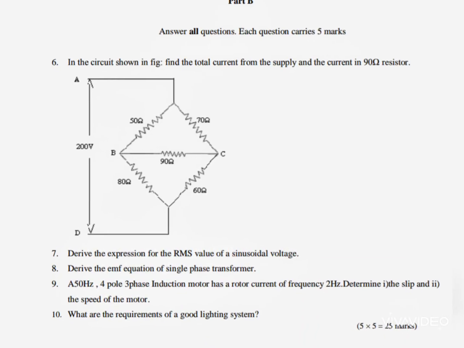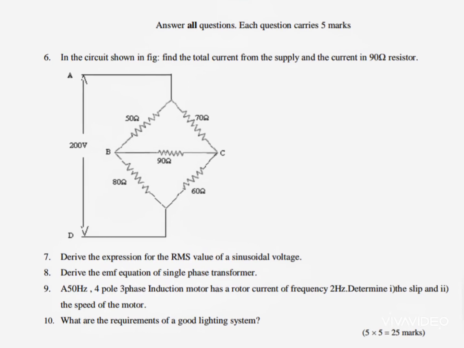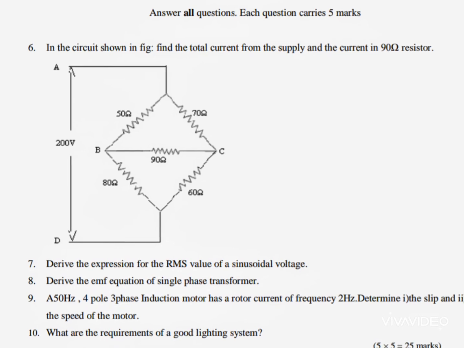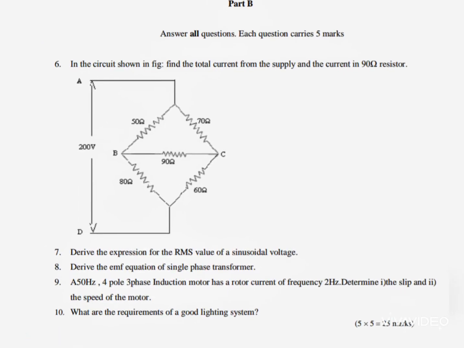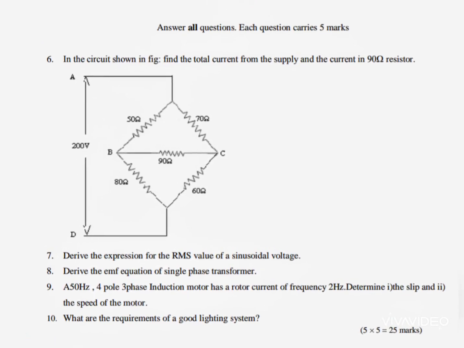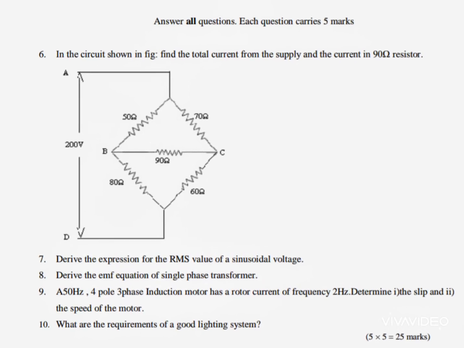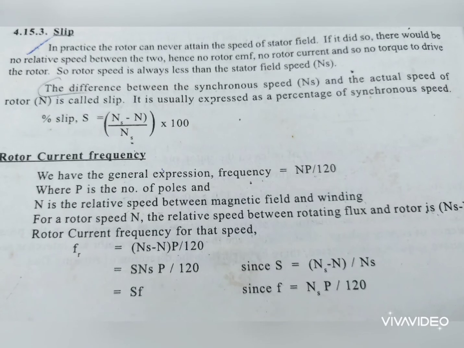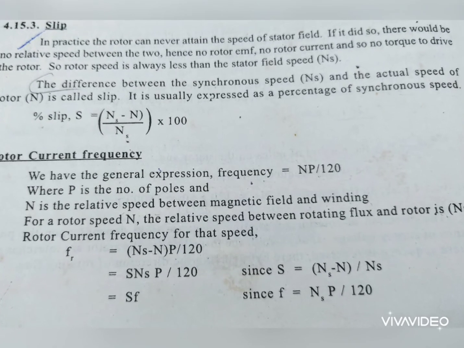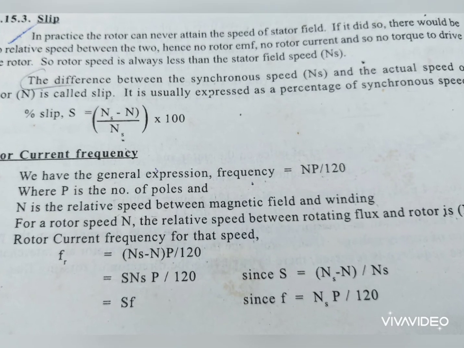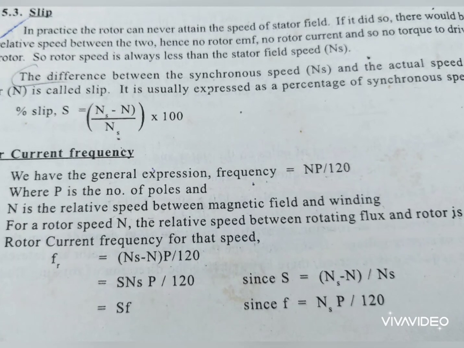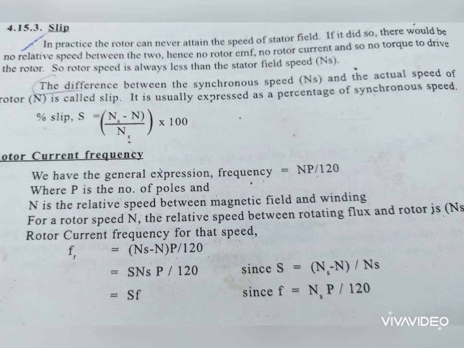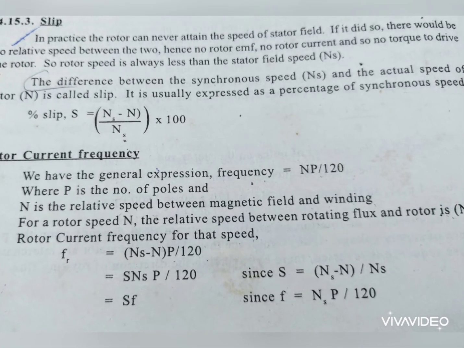Ninth question: a 50 Hz 4-pole 3-phase induction motor has a rotor current of frequency 2 Hz. Determine first the slip and second the speed of the motor. So how will you find the slip? Slip is the difference between the synchronous speed and the actual speed of the rotor. It is usually expressed as a percentage of synchronous speed. So percentage slip S = (ns minus n) divided by ns into 100.